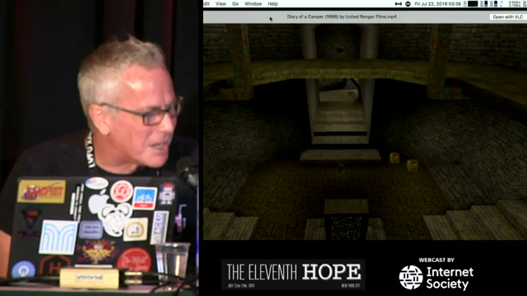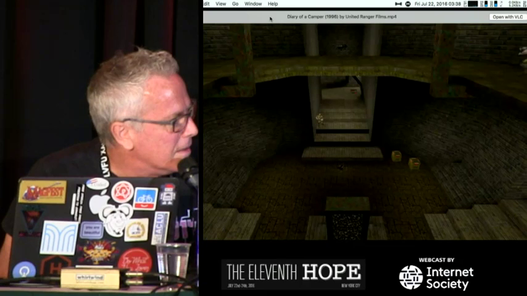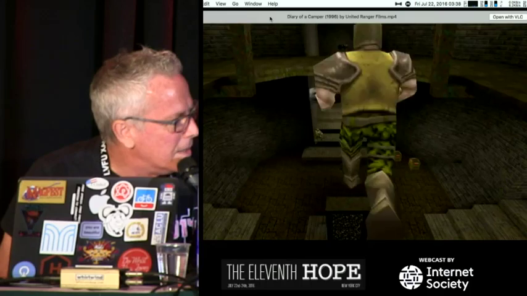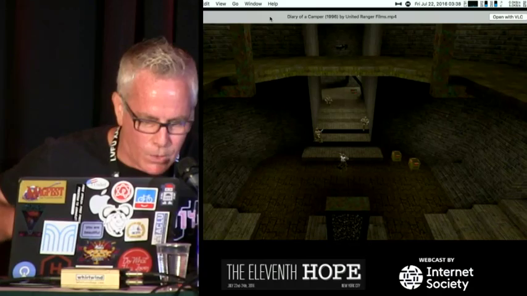But this is what Quake looked like. It was a very early 3D game. It's kind of beautiful in its own way. You would not know that there was a story here unless you watched the whole thing. But just take it from me, there's a story there.